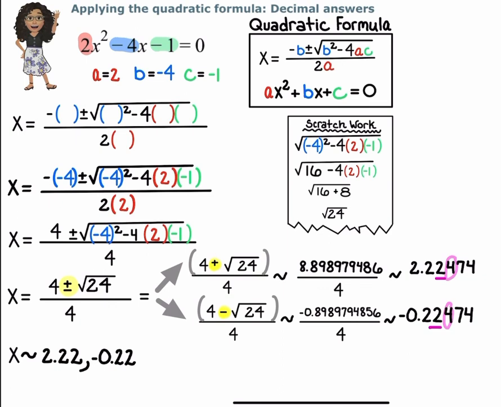Fun fact, one of the reasons you would use solving a quadratic would be to find the x-intercepts, also known as the zeros, of a function. If I were to graph y equals 2x squared minus 4x minus 1, the graph of that parabola would cross the x-axis at 2.22 and at -0.22.